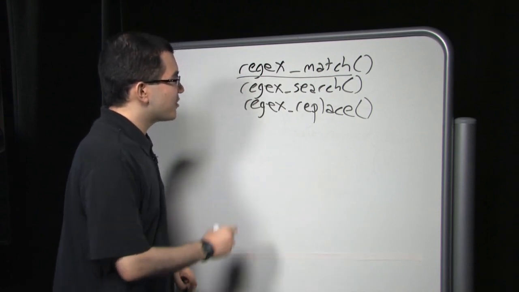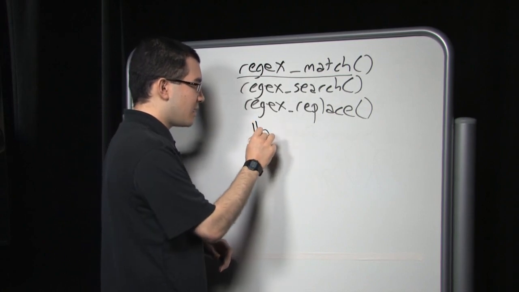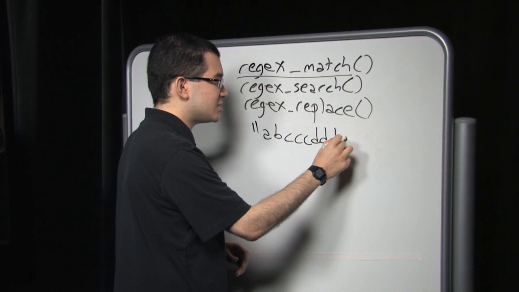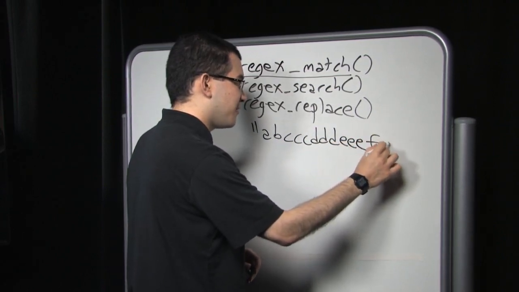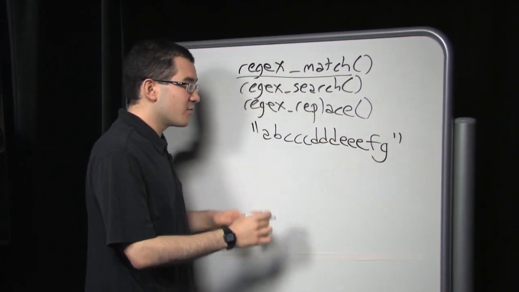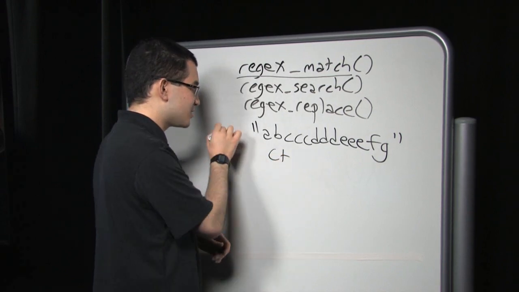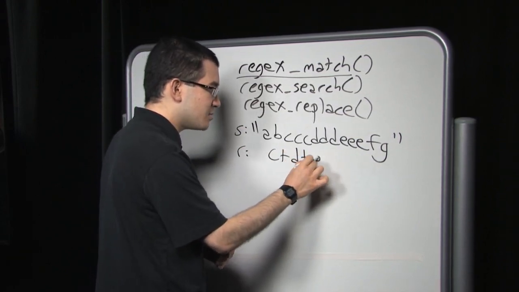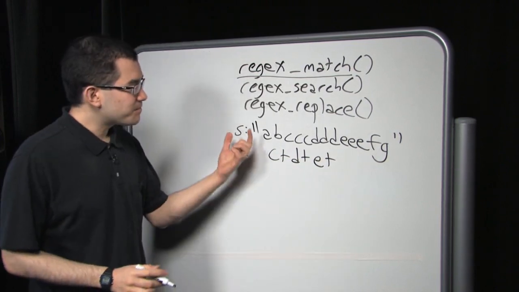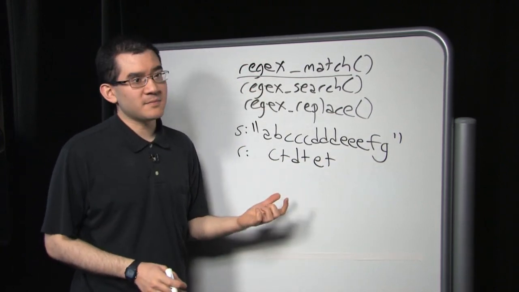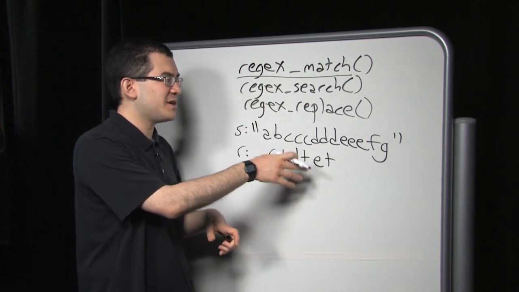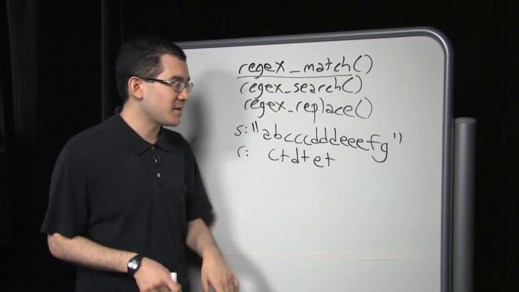So if I have the string A, B, C, C, C, D, D, D, E, E, E, F, G, and I have a regex C plus, D plus, E plus, where the string is S and the regex is R, then regex match will say, hey, this regex does not match this whole string. There's this other stuff, AB and FG on the outside, that doesn't match.